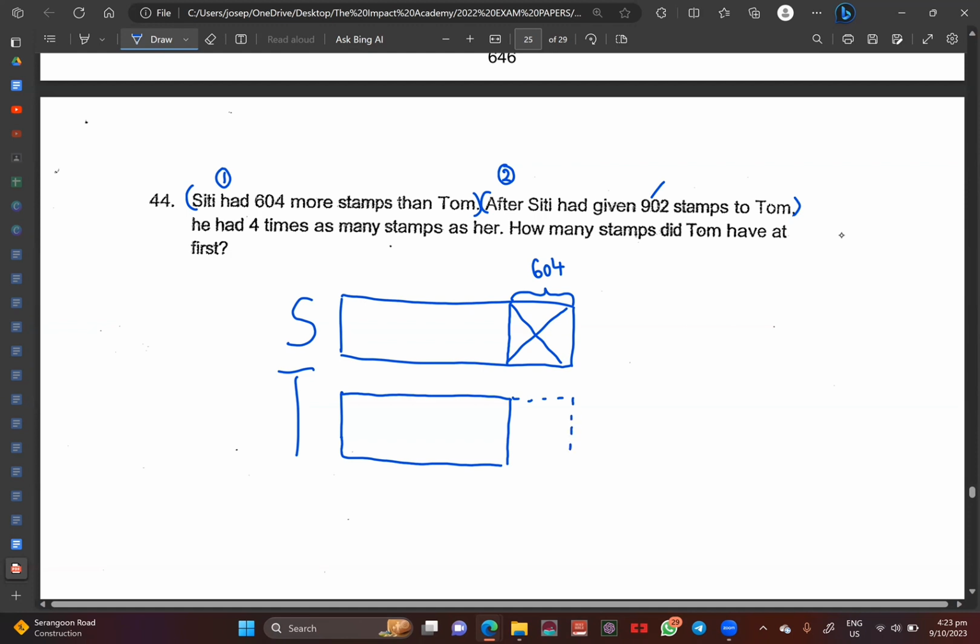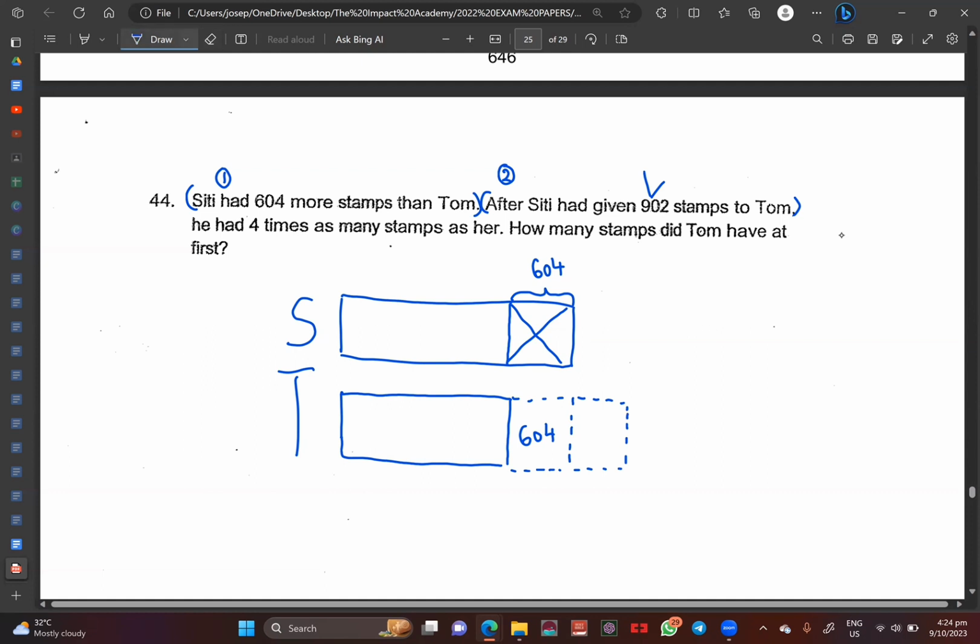Am I making sense here? So Tom is like, yay, I have 604 over here. But guess what? CT is giving way more than 604. You agree so far? How much more? More than that. Yeah, more than 604. Actually, in total is how much? 902. You agree so far?